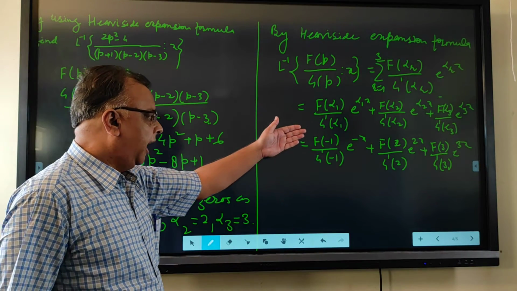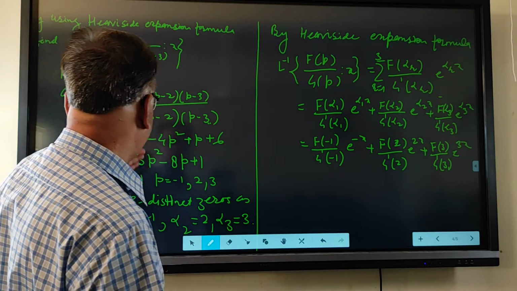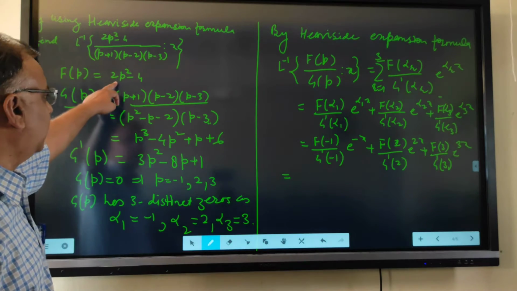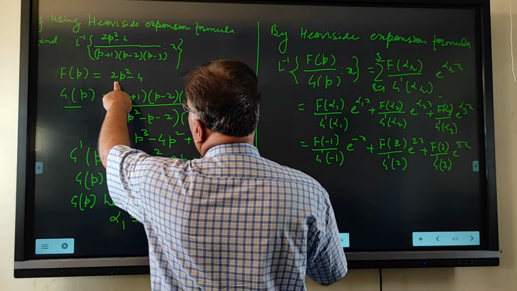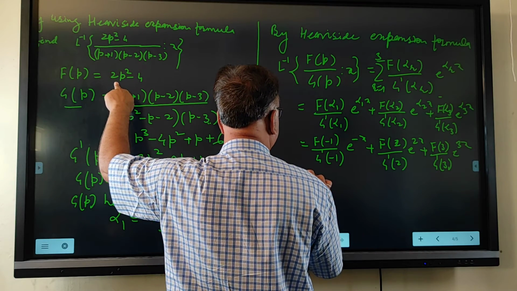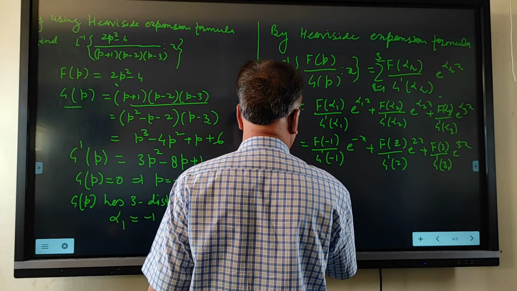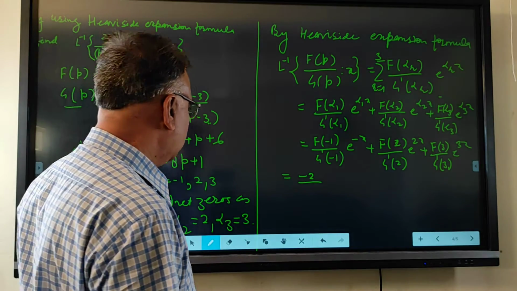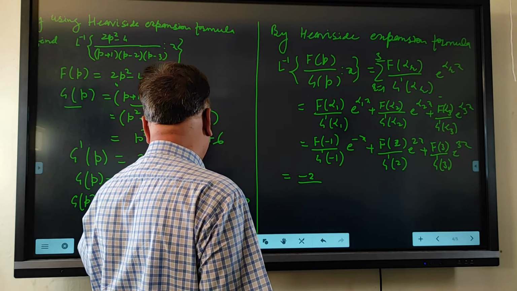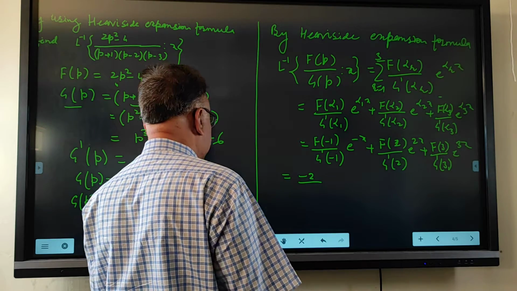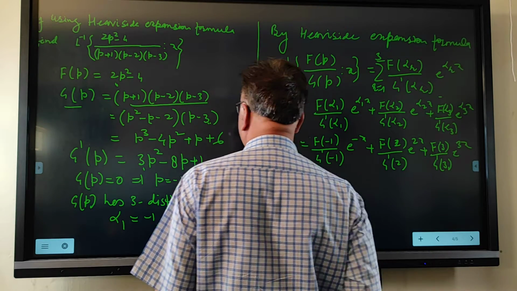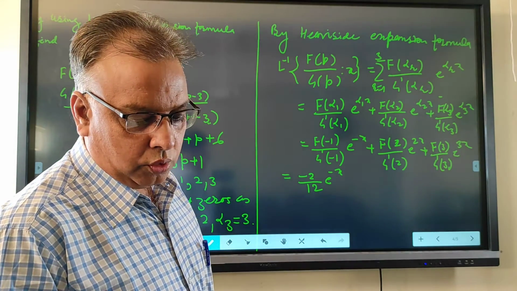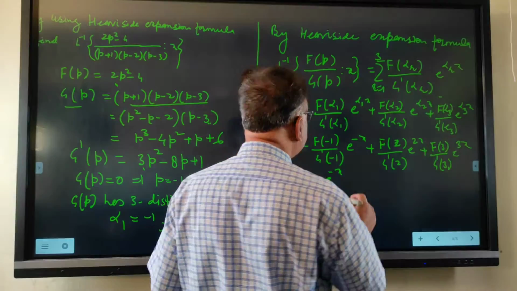So by putting F(p) and the values of G'(p): F(−1) is 2 − 4, that is −2, upon G'(−1), which is 3 + 8 + 1, that is 12, into e raised to minus x.